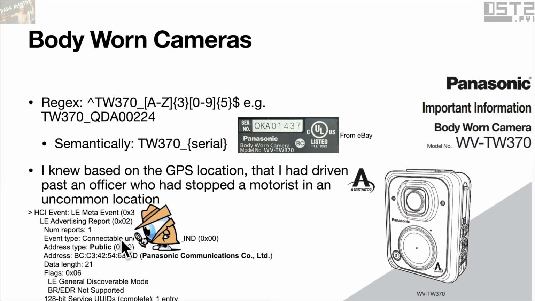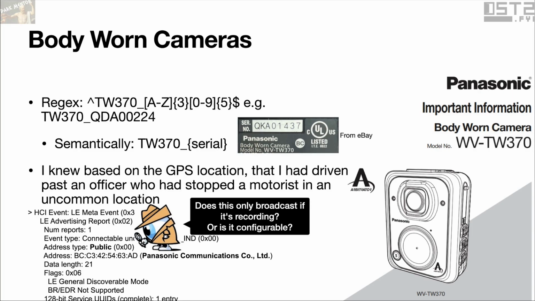Now, these particular body cams turn out to be using public BD addresses associated with Panasonic OUIs. That means these are going to be trackable. Within my county, I can clearly see which county is actually using these devices, because I can see in the Wiggle data that they're very geographically tightly focused on my county and not in surrounding counties. I think an interesting question to ask about these sorts of body cams is: does it only broadcast if it's recording, or is it configurable?